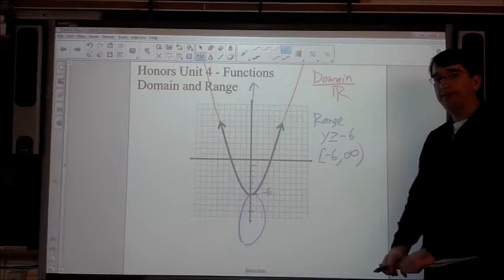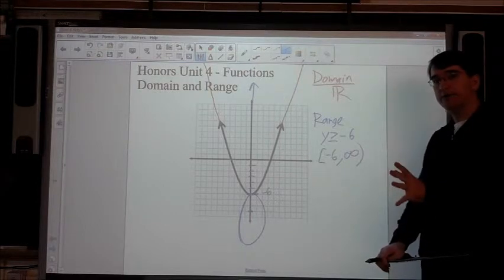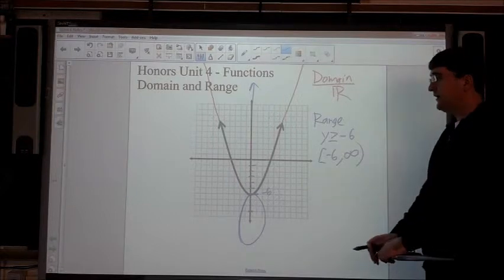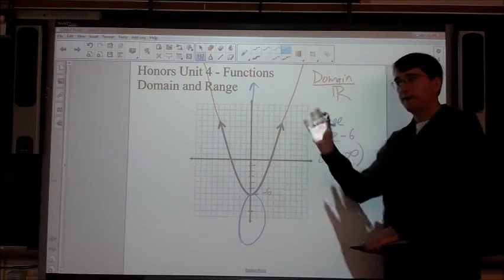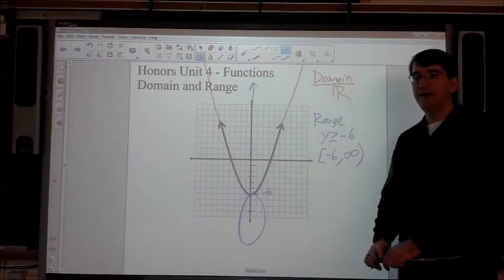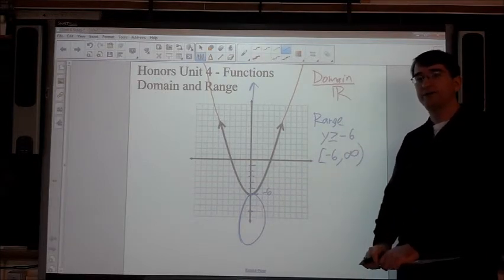So when you have a graph, look for arrowheads. The arrowheads will tell you if your domain or range might be all real numbers. Otherwise, like with the circle, just look at how far to the left it goes, how far to the right, how far up, how far down, and that's your domain, and that's your range.